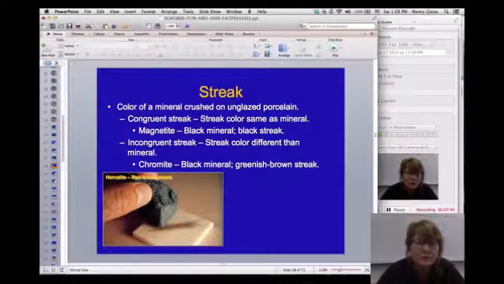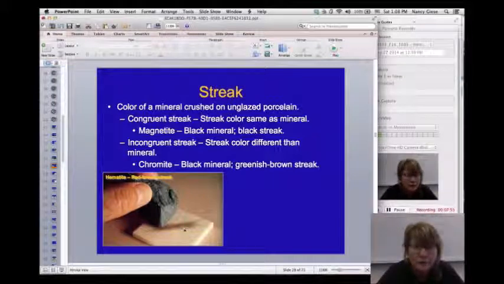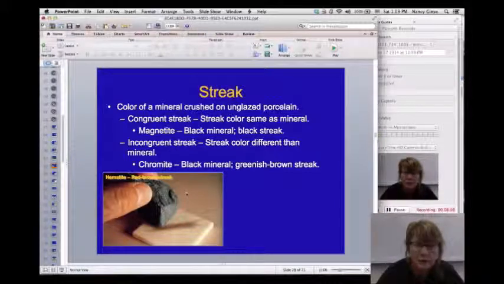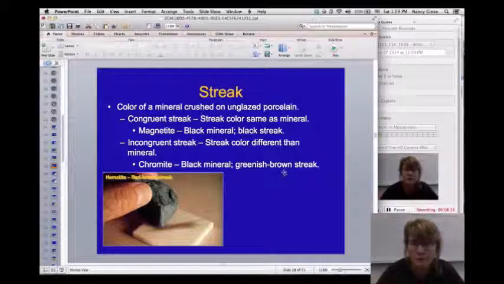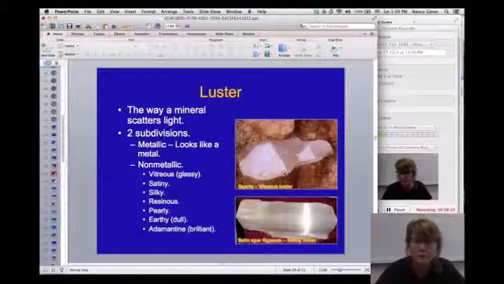So as you can see in this PowerPoint, even if the hematite is more of a silvery color, if you streak it, it has a diagnostic reddish brown streak. For some minerals, the streak is the same as the color of the mineral. We say that's congruent, but sometimes the streak produces a different color than the color of the mineral, incongruent. For example, there's a mineral chromite. In hand sample, it's a black mineral, but if we rub it on the plate like this and look at the streak, it's a greenish brown color. So that can be more helpful than color in identifying minerals.